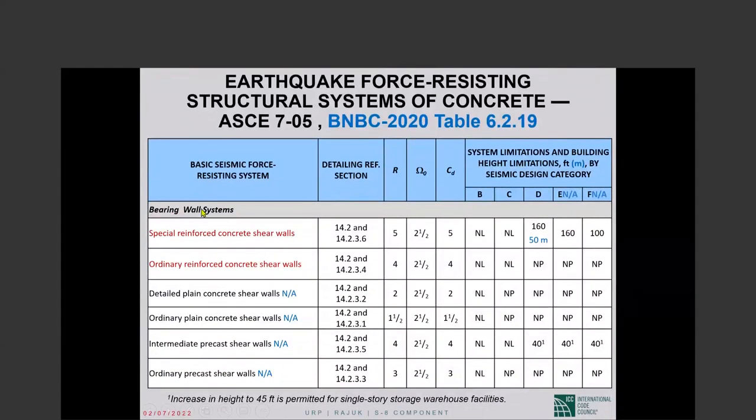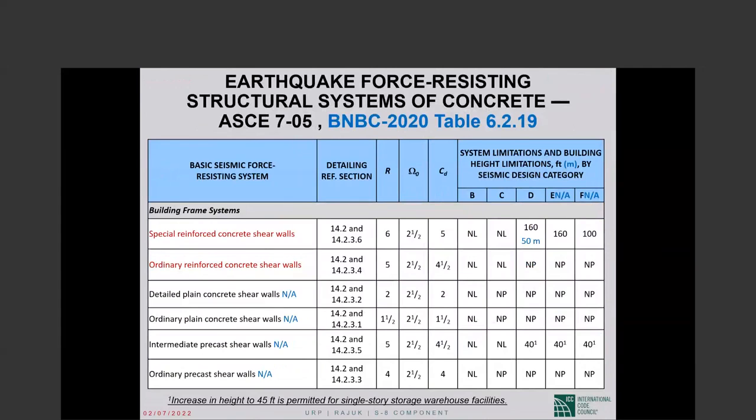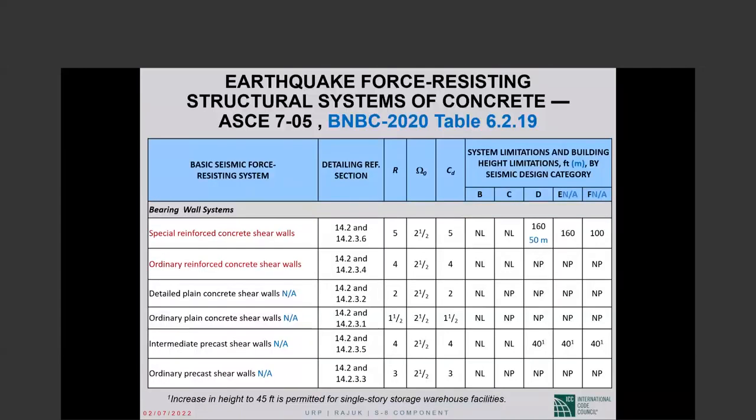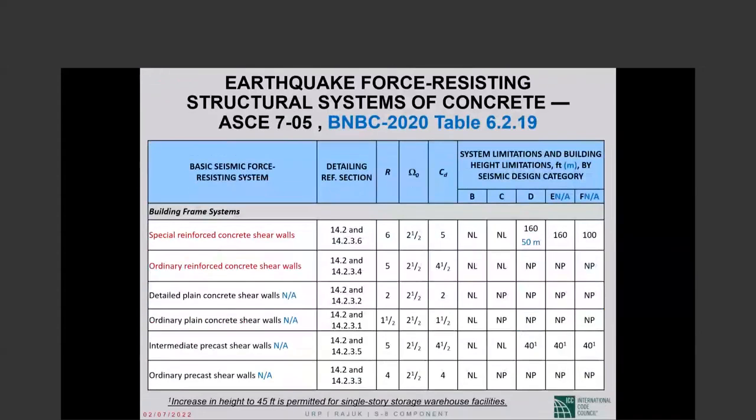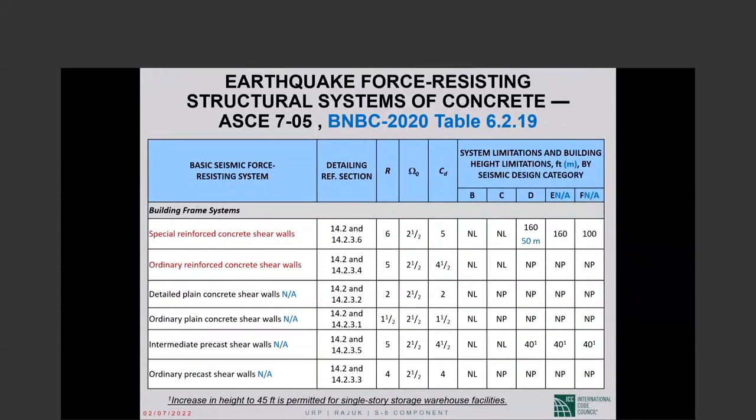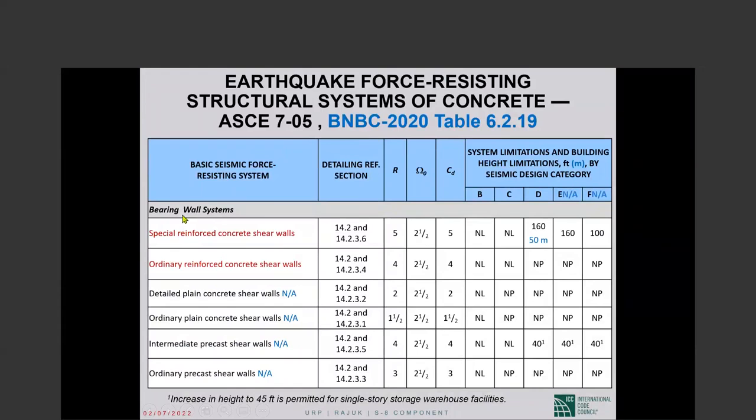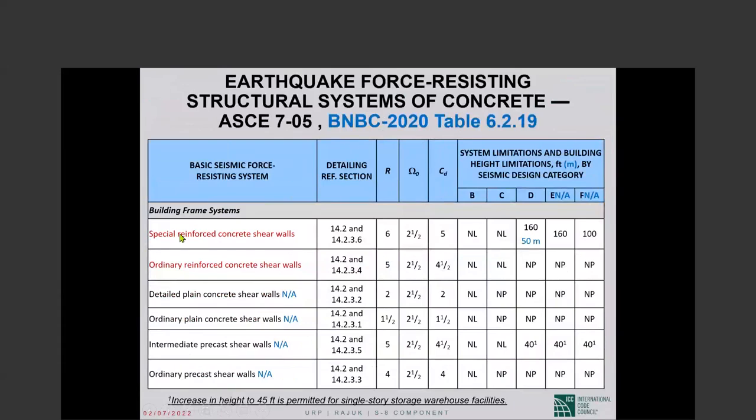Then bearing wall systems, I have listed the R values in ASCE 7, special reinforced concrete shear walls, the 5 that I pointed out. Ordinary reinforced concrete shear wall, it goes down to 4. Anyway, it's a much more extensive table. In the bearing wall system, some of the concrete systems are listed, and building frame system, again, some of the concrete systems are listed. A bearing wall system with special reinforced concrete shear walls, R is 5. A building frame system with special reinforced concrete shear wall, R is 6.